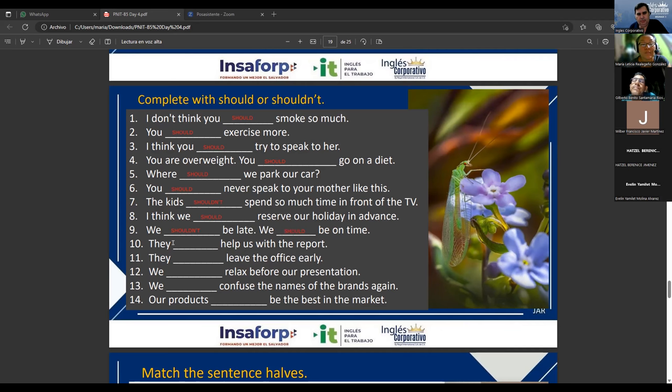They should help us with the report. They should leave. They shouldn't leave the class early. But I want to leave the office early. But we should complete the schedule. Imagine. We should relax before our presentation.